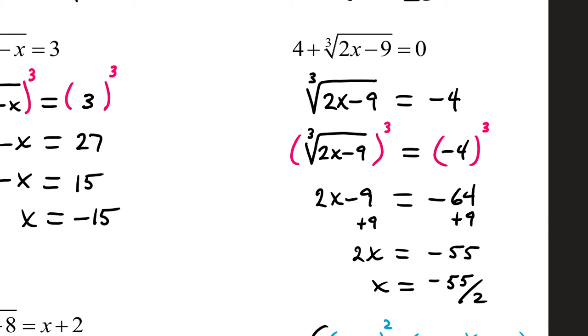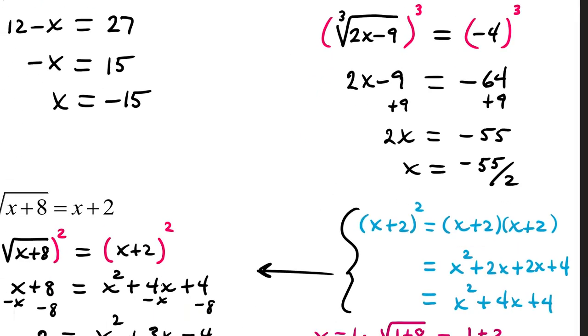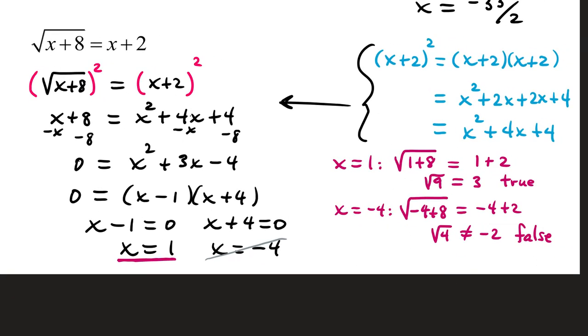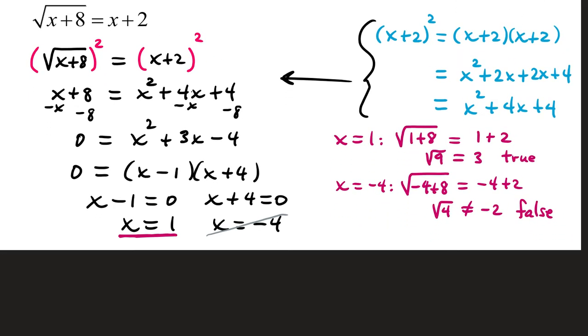Solving for x, we add 9 to both sides. 2x equals negative 55. Divide both sides by 2, and x equals negative 55 halves. Square root of x plus 8 equals x plus 2. The radical term is isolated from all the other terms. Square both sides. Square root of x plus 8 squared is x plus 8.